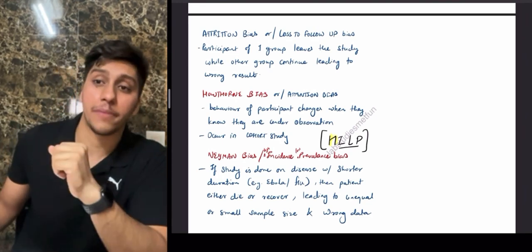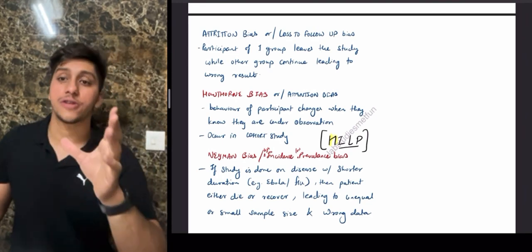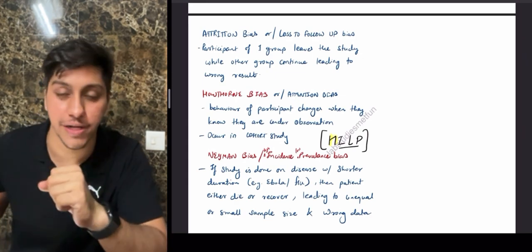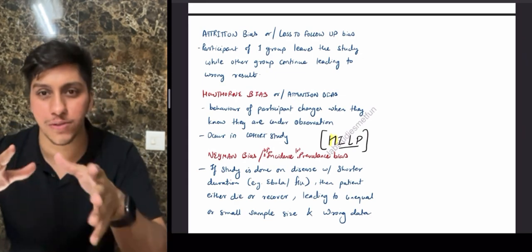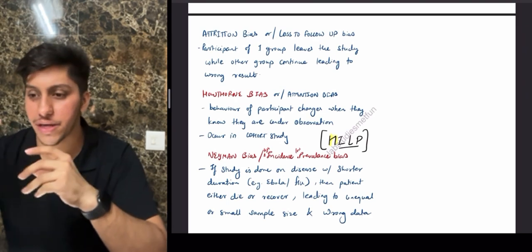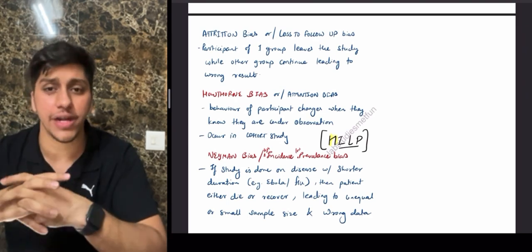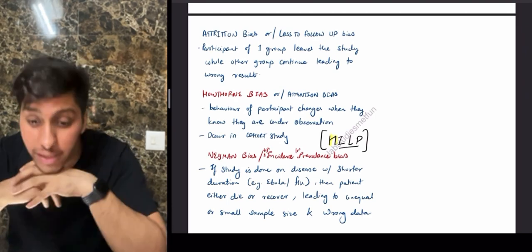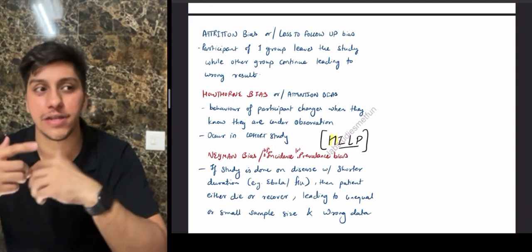Then is Hawthorne bias, also known as attention bias. Now Hawthorne bias or attention bias is usually seen in cohort study. Why? Because, for example, if I'm going to observe you, and I'm giving you a drug which is going to increase your mental strength, every day I'm going to observe you studying, just sitting here and staring at you like this. Now obviously your behavior is going to change.